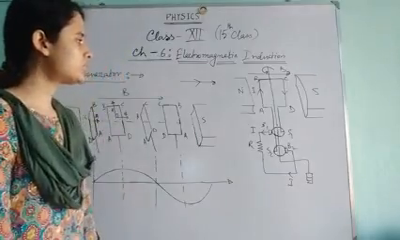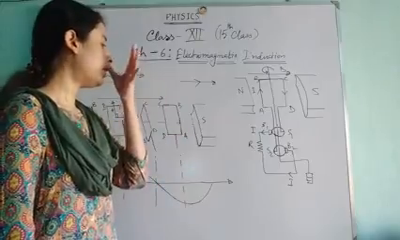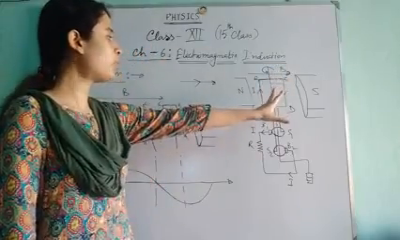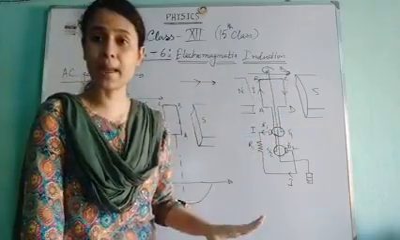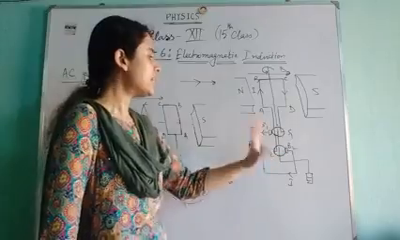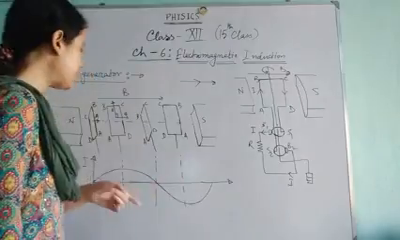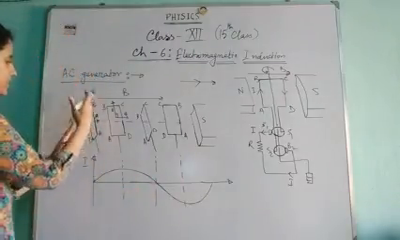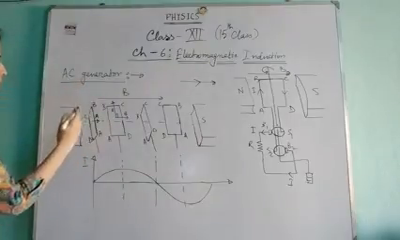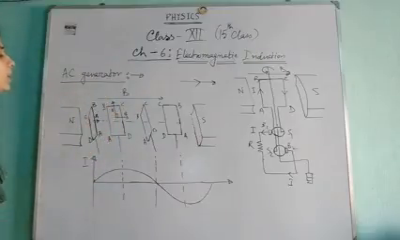You have learned this in class 10: the flow of current in the internal circuit, that means through the armature, always remains the same, but through the external circuit it changes its direction every half cycle. That is what has been shown here: when it is in the perpendicular position, B is along the same direction as the cross section area.